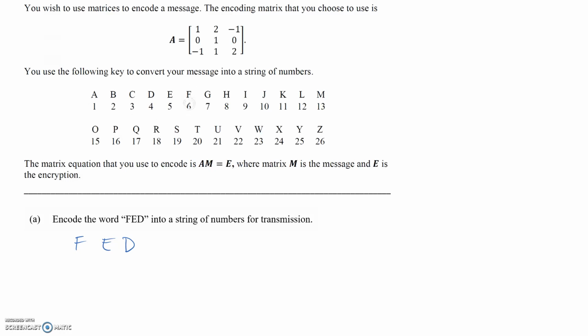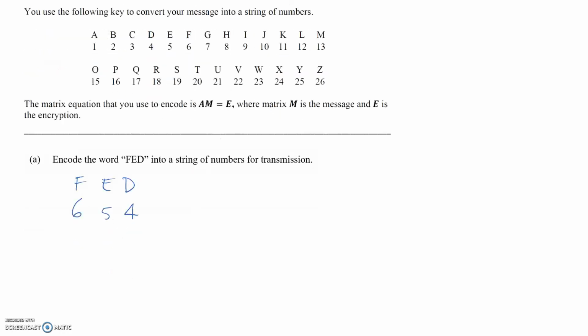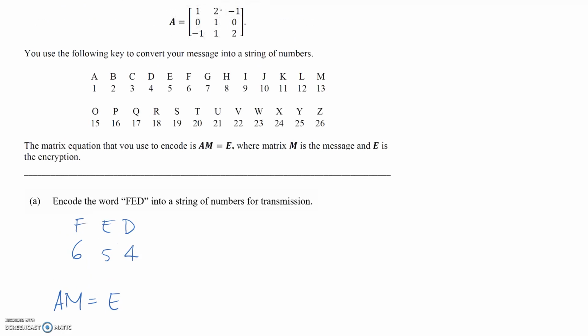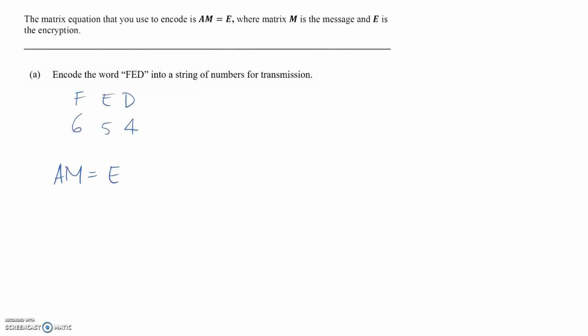So looking up here, F corresponds to the number 6, E corresponds to the number 5, and D corresponds to 4. Alright, so let's now go ahead and look at our matrix equation. So it's AM equals E. Matrix A we've been given, that's our encoding matrix up here. M is the one that we need to make with our message, and E is what we want to get out. So let's substitute A in here. That's just a matter of copying our encoding matrix.